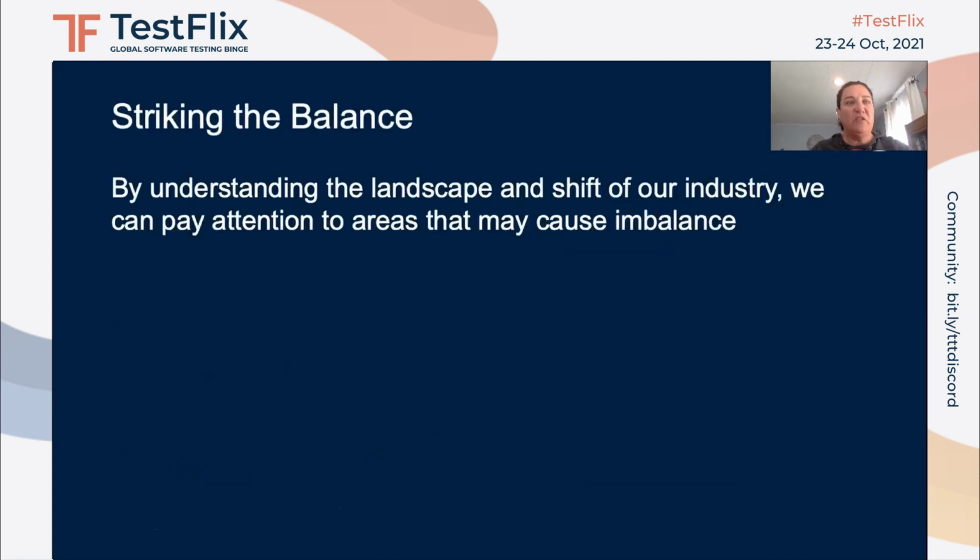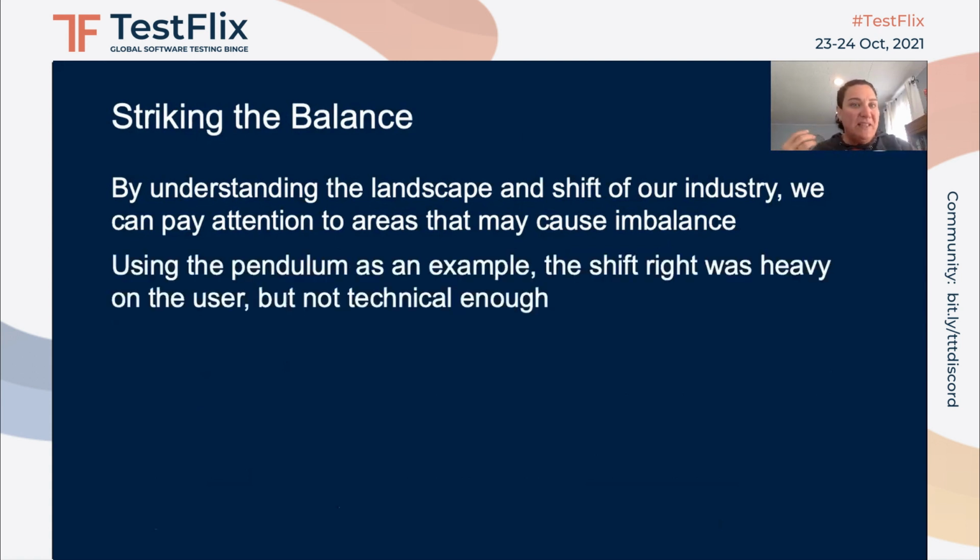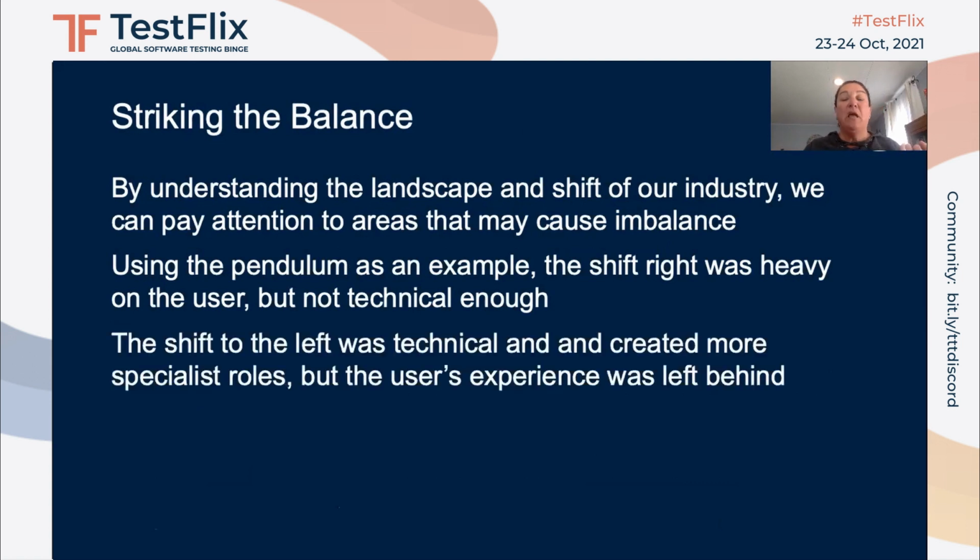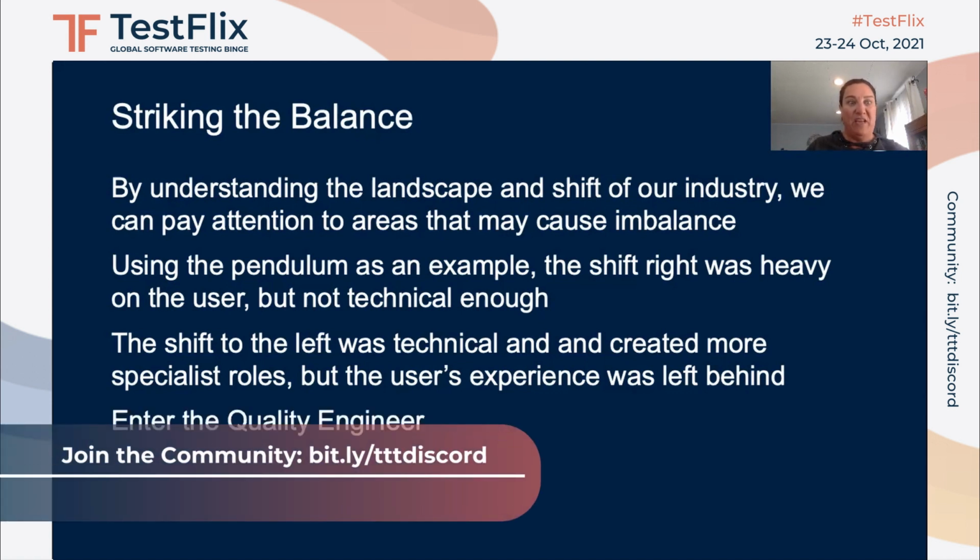So when we strike the balance, we understand the landscape and shift of our industry. We can see where we may have introduced or caused imbalance as the quality engineer. And by using that pendulum as an example, the shift back to the right towards the user may have introduced areas that became inefficient for us. So we want to make sure that we strike the balance and that we balance the technical acumen and being early embracers and adopters of tools and technology, all while advocating for the users. And that's where the quality engineer comes from.